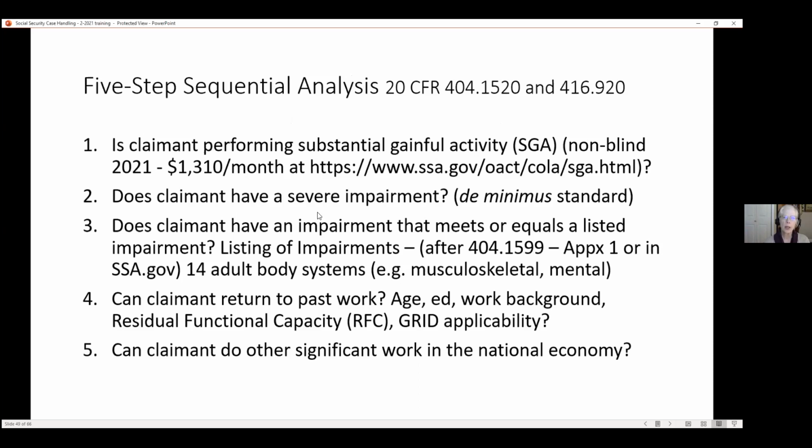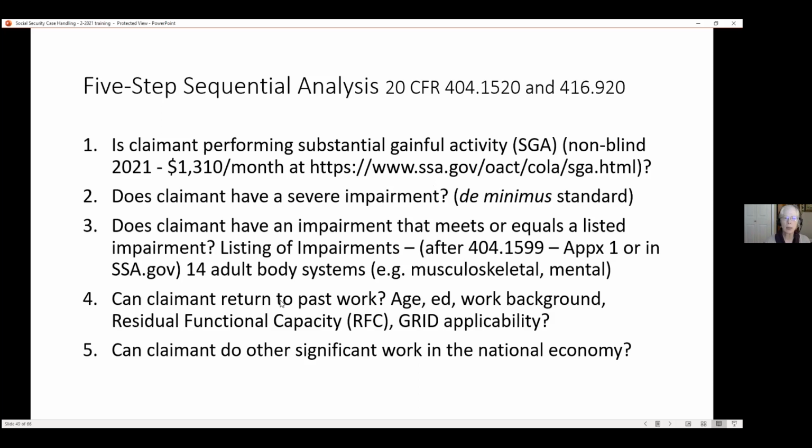Here's the sequential analysis that, if you went to Kristen's really good session on Tuesday, you would already have heard this discussion. But is there SGA? Do they have a severe impairment? Severe impairment is a de minimis standard. It's not a high threshold. But notice severe is a term of art. Severe impairment means second step. So when you're making arguments, don't say this is a severe impairment because blah, blah, blah. When you're talking about RFC, you don't want to use that word because, like I said, it's a term of art.